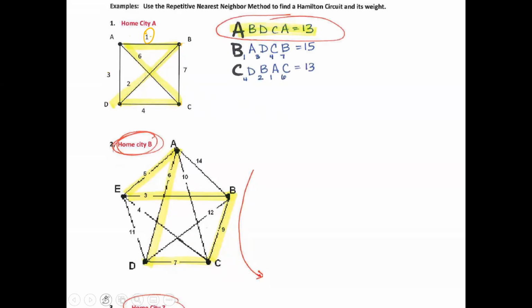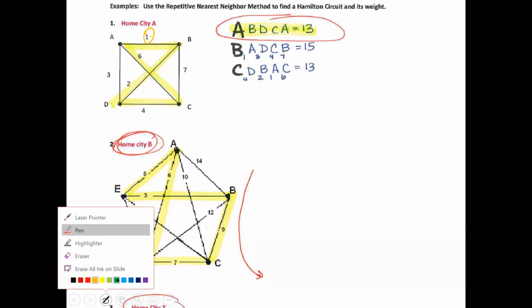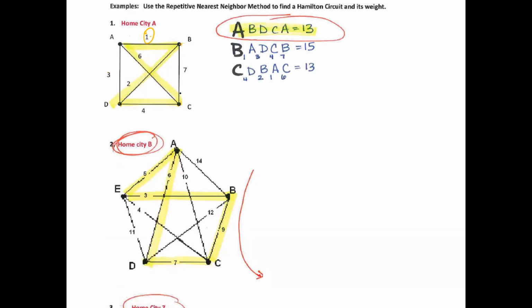Then if I were to do this from C, which one's the least expensive route? Go to D. From D, the least expensive route is to B. From B, I can go to A. And from A, the last one I can go to is C. And actually, that's it. So same thing with B, comparing this, which one's the most optimum route.